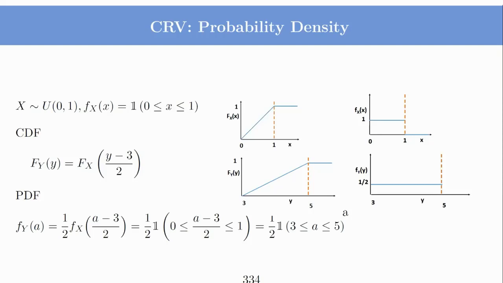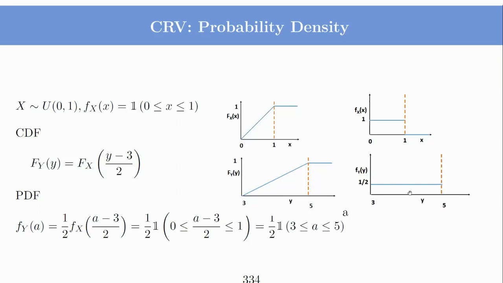And instead of x, because this is f_X, here I have to compute f_X of (a minus 3) by 2. So I will put this here. So I will get 0 less than or equal to (a minus 3) by 2 less than or equal to 1. From this, I will get probability half into the indicator that a should be between 3 and 5. So if this condition is true, a is between 3 and 5, it is half, and the rest it is 0. So this is the new density.